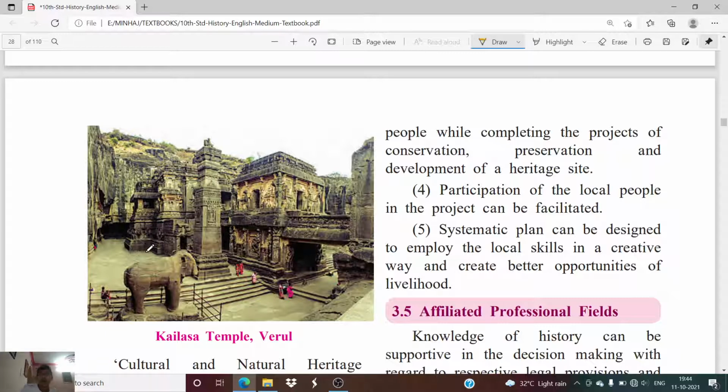Okay, the participation of the local people in the project can be facilitated. So if we are trying to conserve any historical site, we must take help of the local people because they have a very good idea of the area. They know what the traditions are and what the do's and don'ts are for that particular site.